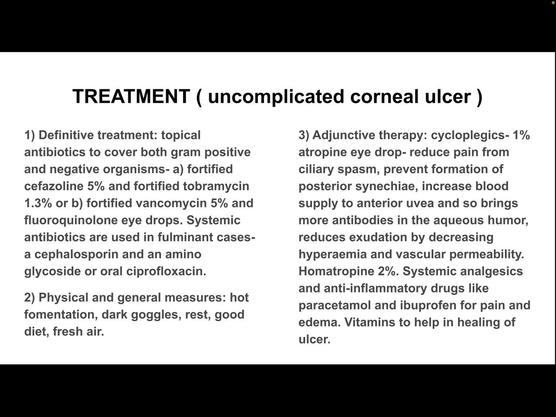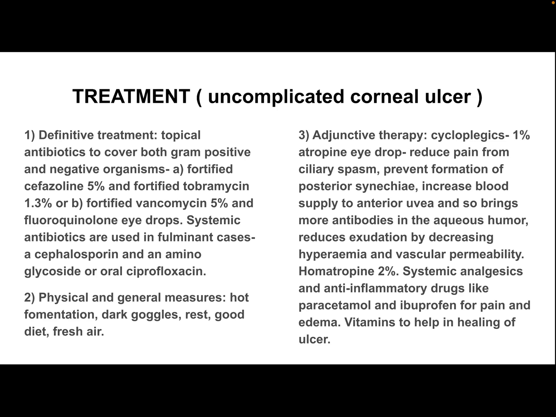This is what they'll mostly ask you: how do you treat an uncomplicated corneal ulcer? That is what is important as an MBBS student. There is definitive treatment, adjunctive therapy, and then physical and general measures. In definitive treatment, you give topical antibiotics to cover both gram-positive and gram-negative organisms, because when the patient first comes to you, you don't know which organism is causing this, and sending to microbiology will take a lot of time.